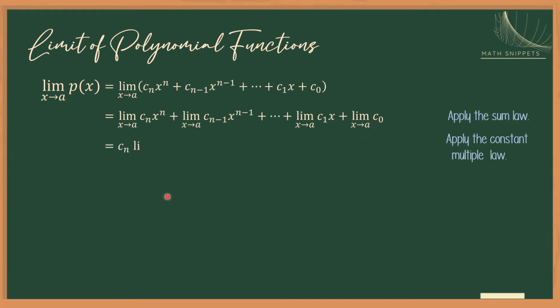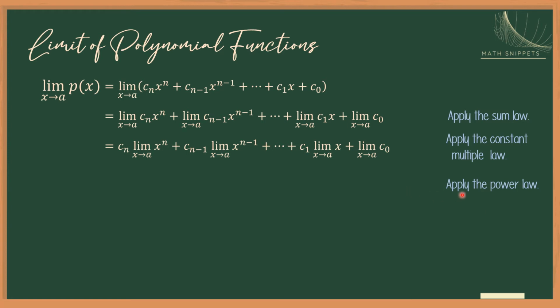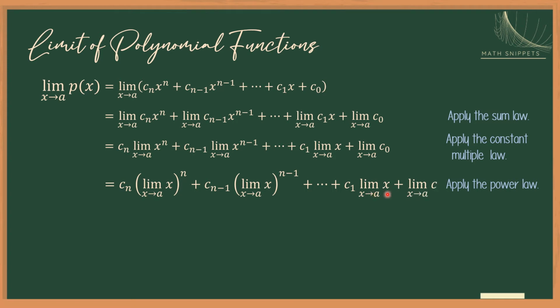So we get this. We factor out the c sub i's from the limit. So we are left with limit arguments in the form of x raised to a power. So we can use the power law. So we get the limit of x raised to n, here we get the limit of x raised to n minus 1, the limit of x, and then the limit of the constant c sub 0.